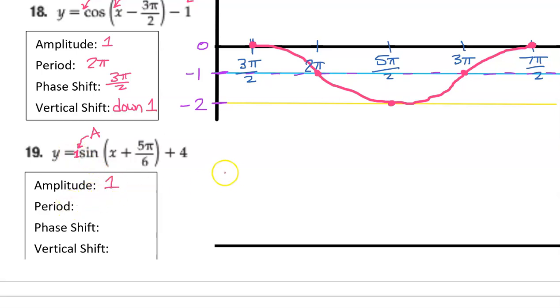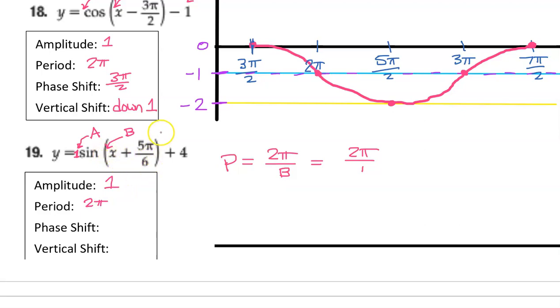How about the period? The period is 2 pi divided by the B value. The B value is right here in front of the X. I don't see a number here. That means it is a 1. That means that the period will simply be 2 pi. So let's go ahead and write that down. So the period is 2 pi because there really is no B value.